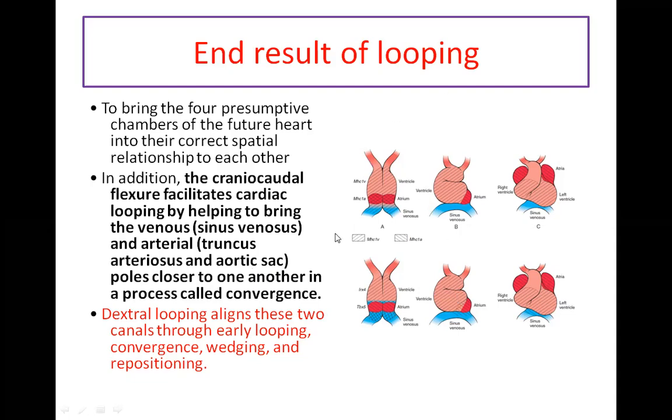So what are the processes in dextral looping? That is early looping, then the convergence, and then wedging, that is fixing it into its original position, and then finally repositioning, that is the complete dextral looping, in which it is shifting towards the left. It loops towards the right, and then the whole heart will shift towards the left side after all the chambers are formed. So this is repositioning. So these all 4 events are the end results of looping.